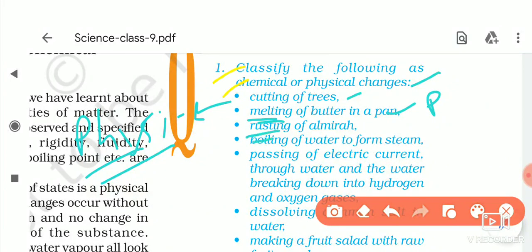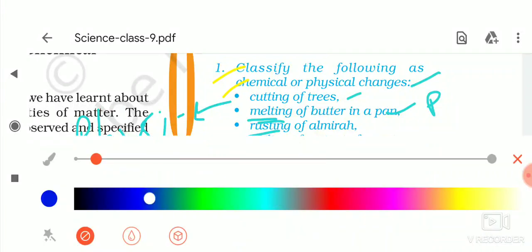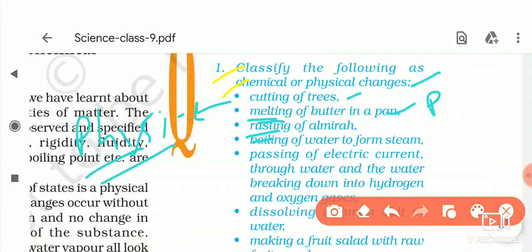Rusting of iron, as we already discussed, is a chemical change, because rusting forms a new substance. Boiling is also a physical change.